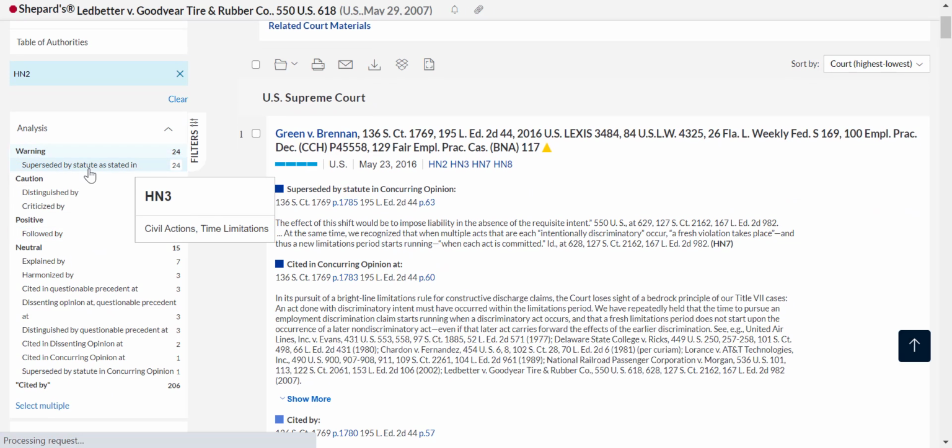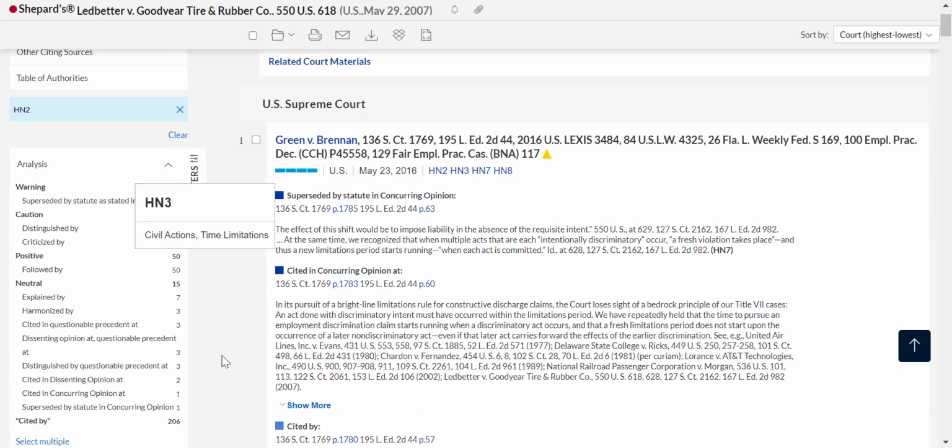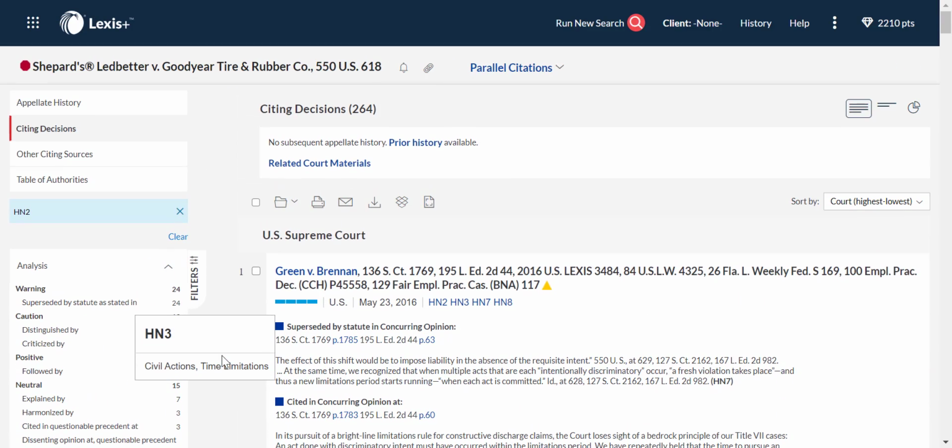We can see here that we've got warning analysis. This headnote was superseded by statute, and we can look at that discussion. We also have a handful of explained by, distinguished, criticized, and we can look at the different jurisdictions that have cited to this particular headnote. So narrowing by a headnote is a good way to validate that one point of law and also find additional authority that discusses that point of law.